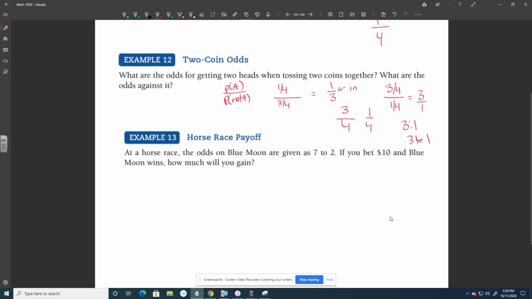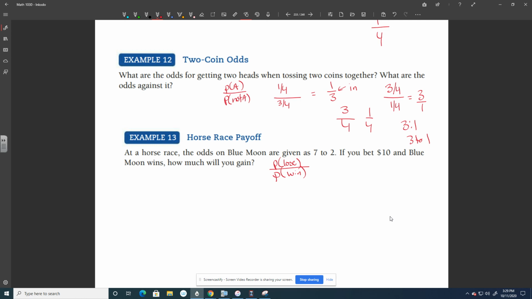So at a horse race, the odds on Blue Moon are given as 7 to 2. So that means the probability that Blue Moon is going to win is on the bottom, and the probability that he's going to lose is on the top. The odds on Blue Moon means the odds against Blue Moon. So him losing over winning.